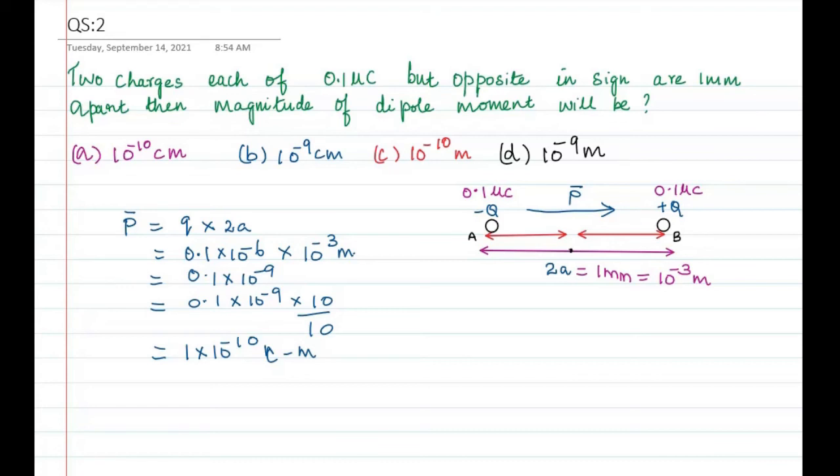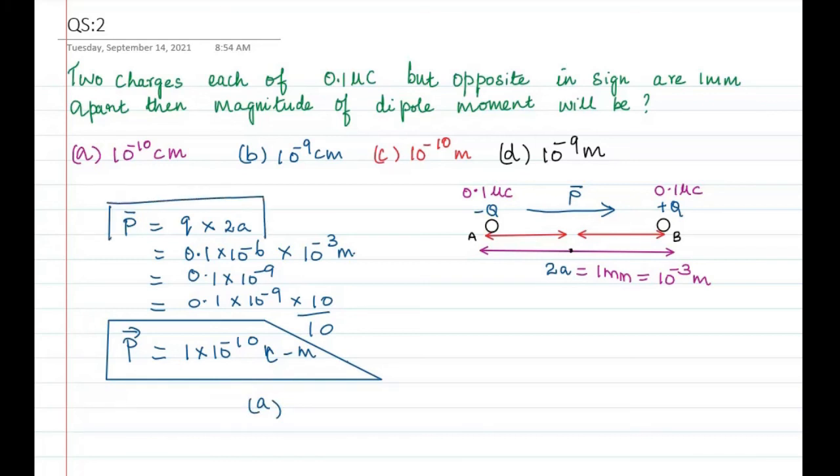So the option will be A. This is the value for the dipole moment. We know the formula for the magnitude of the dipole moment. Just substitute the charge value and the distance value, then you will get this answer.